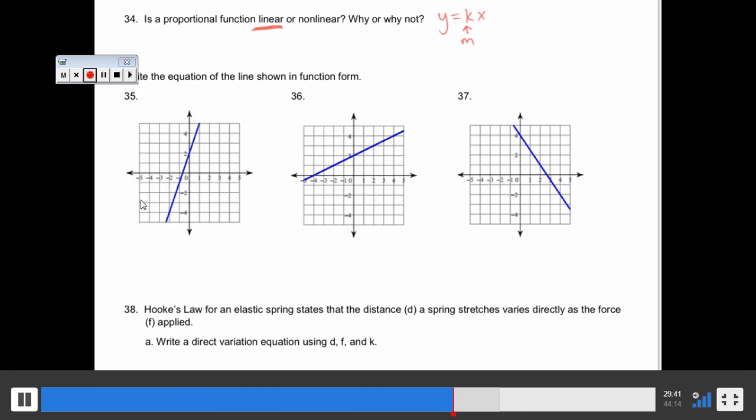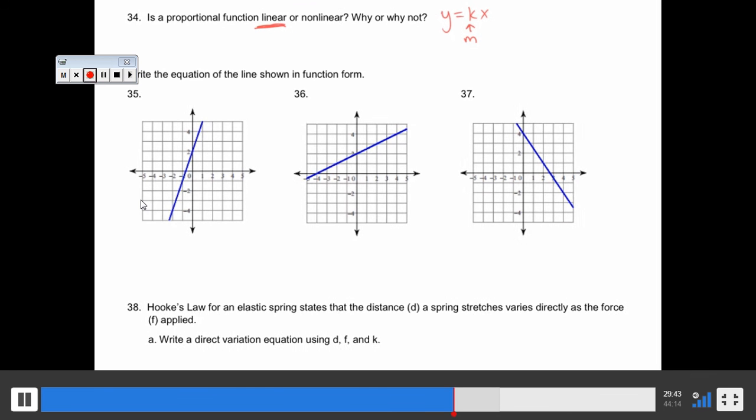So for 35, and don't let function form bother you, that just means y equals mx plus b, but instead of writing a y, writing f of x. So we just need to identify the slope and the y-intercept of each of these. So there's the y-intercept. I need to pick another point so I can count the slope. 1, 2, 3 over 1. So the slope is 3 over 1. Y-intercept is 2. So I can say that f of x equals 3x plus 2.